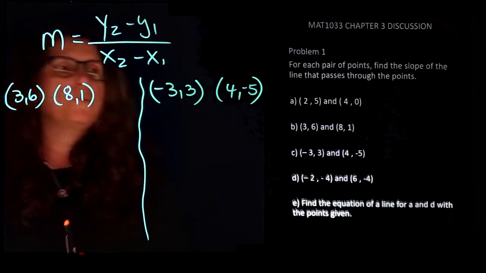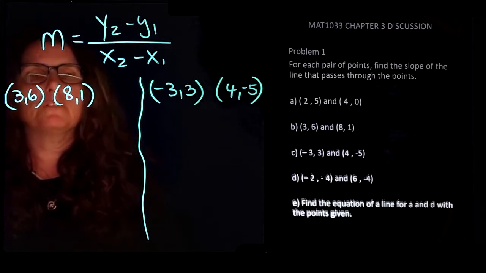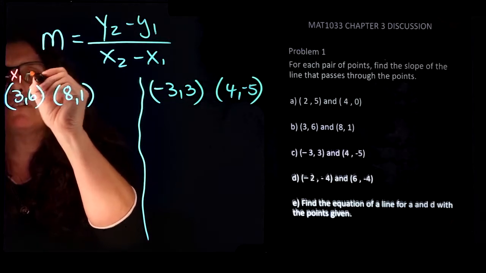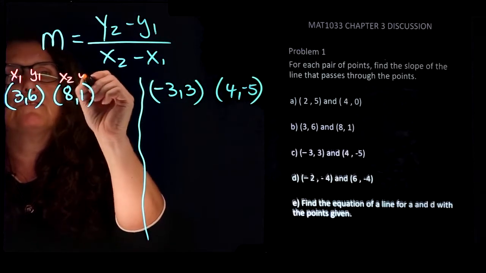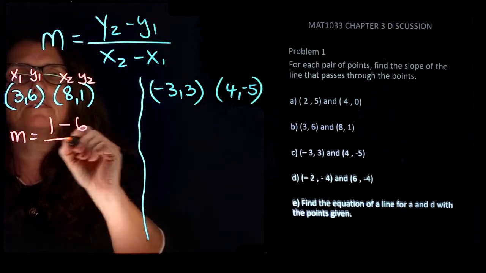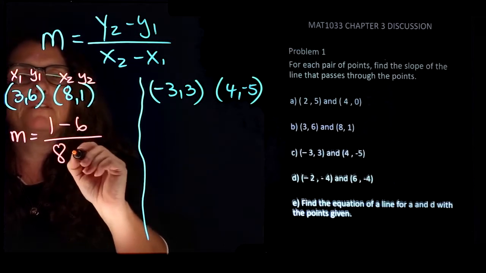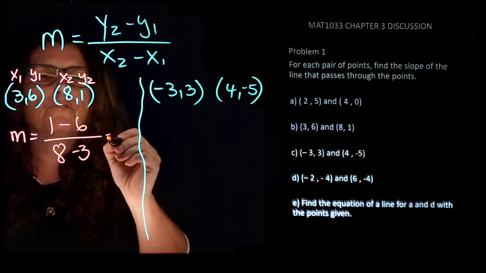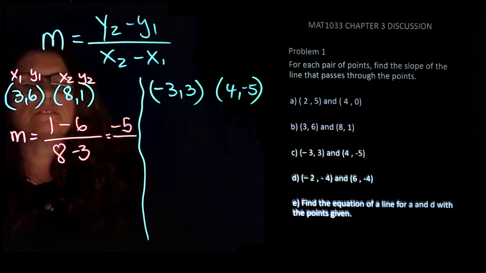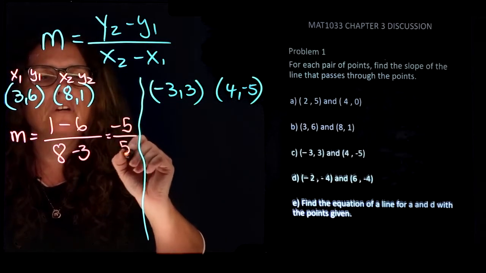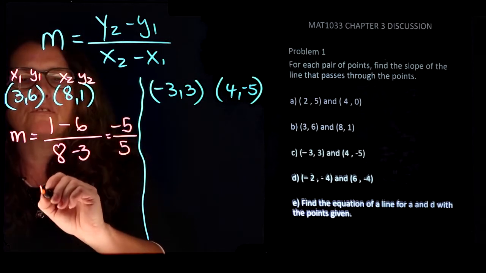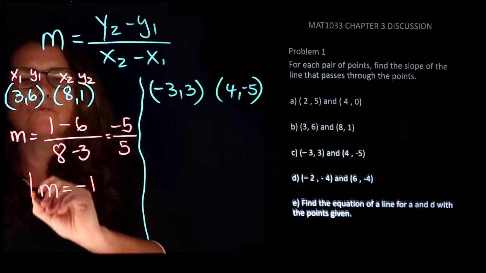Now let's find the slope of B, with (3, 6) and (8, 1) as ordered pairs. Again, you may want to label them x1, y1, x2, y2. So m is equal to 1 minus 6 over x2, 8 minus 3. Arithmetic: 1 minus 6 is negative 5, and 8 minus 3 is positive 5. Now you can simplify, reduce negative 5 over 5, so our slope here is negative 1.